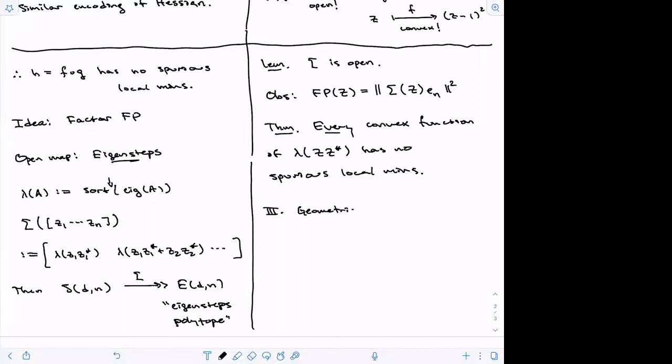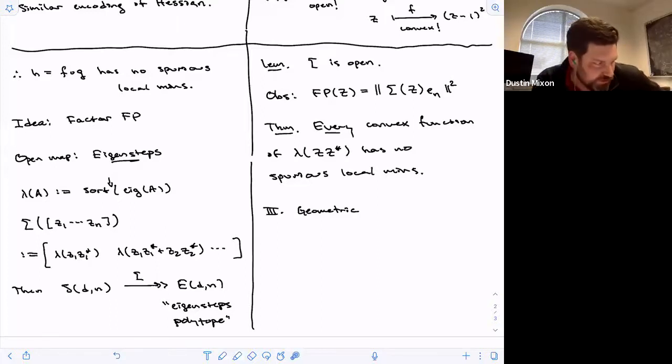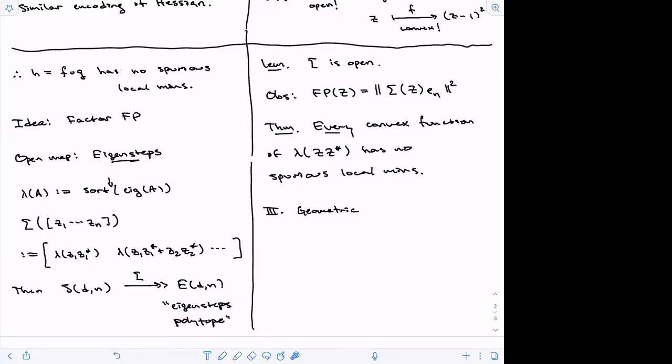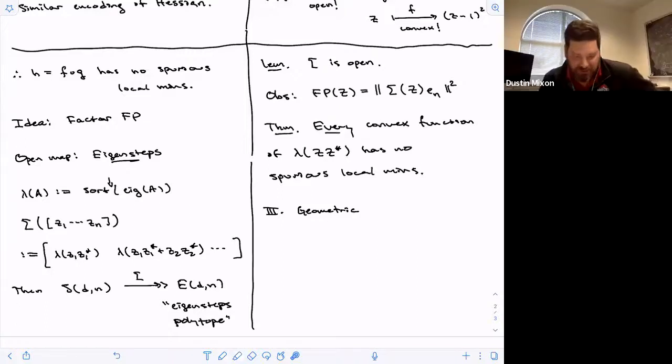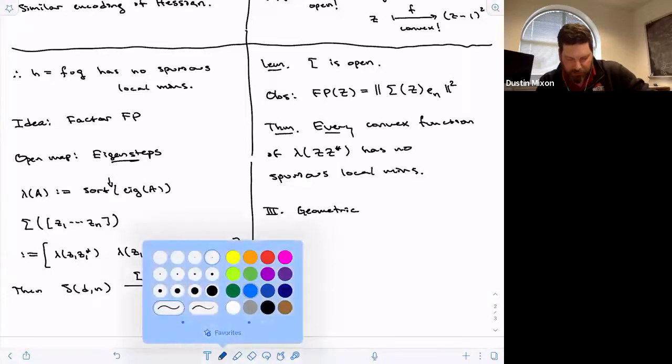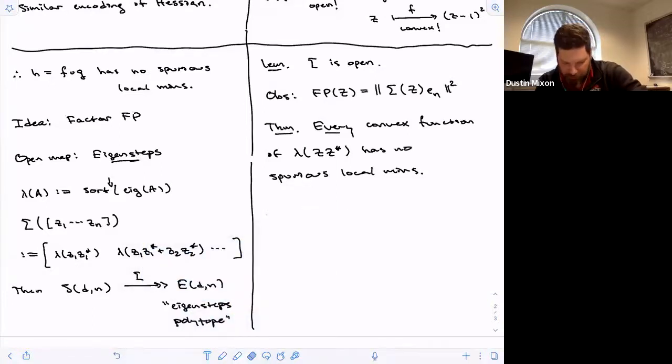Could you possibly elaborate on why the eigensteps can be thought of as an intersection of hyperplanes? Yeah, so this is not terribly trivial. I'll tell you why they're definitely contained in the polytope, but I won't explain why it's onto the polytope. Let me erase this and start talking about it.